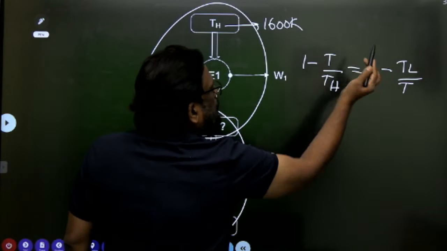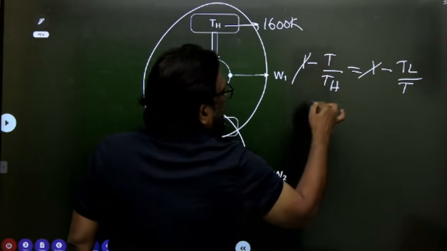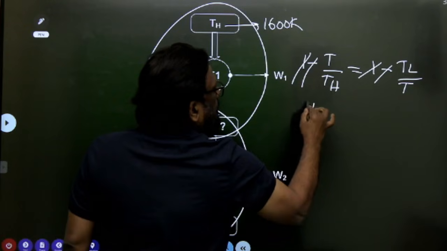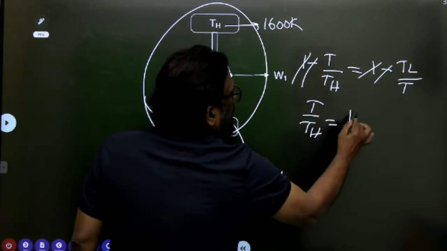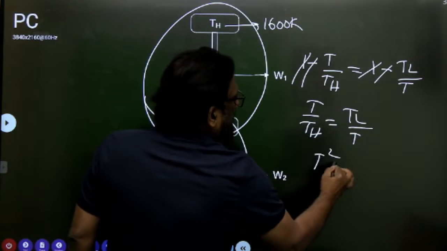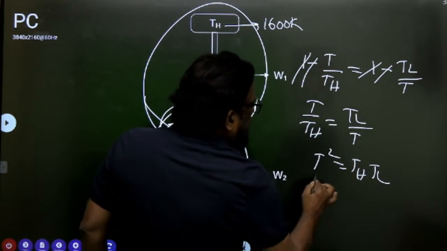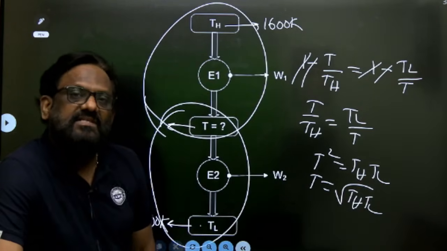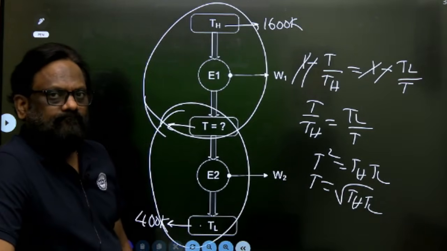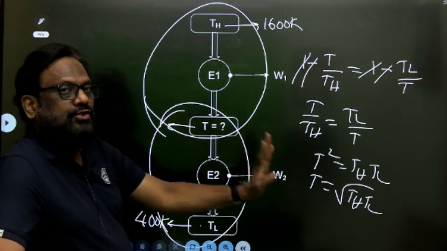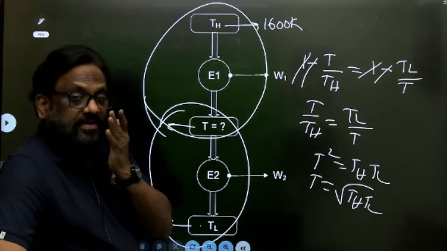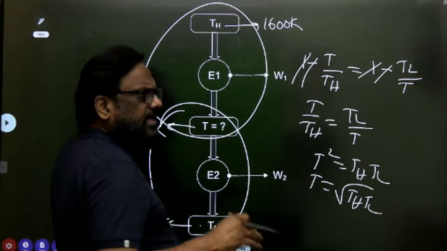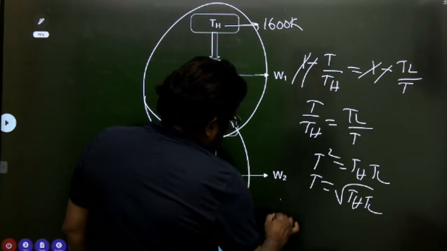He said same efficiency. तो क्या करेंगे सर? 1 कट जाएगा, माइनस कट जाएगा, तो T by TH is equal to TL by T. So T square is equal to TH TL. He is asking T value. It will be under root of TH TL. याद रखना, whenever efficiencies are same, the intermediate temperature will be geometric mean. When the works are same, it will be arithmetic mean. क्या पता ये आ सकता है.